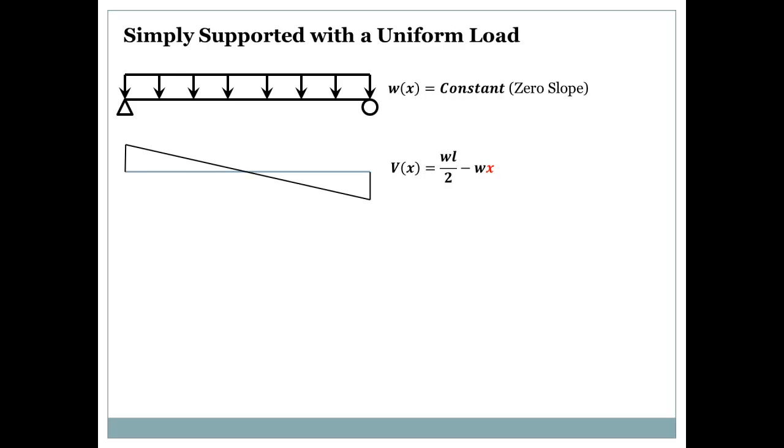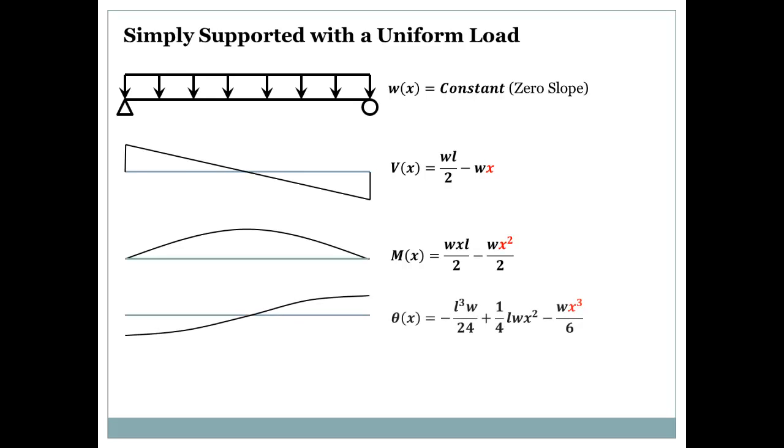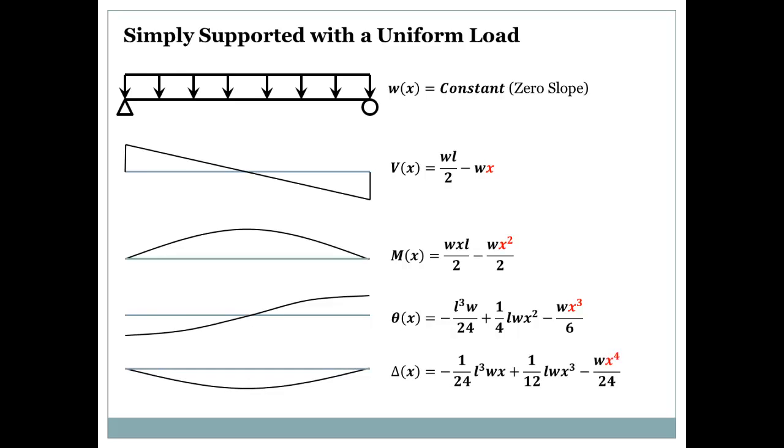We can see that the shear equation has an x term in it, so it has a straight line, and by the way, it has a negative slope. Now, the moment shape looks like that, and the moment equation has x to the second power, that's why it looks parabolic. And if we look at the theta equation, we will see it has the x cubed term, and the delta will have the x to the 4 term.